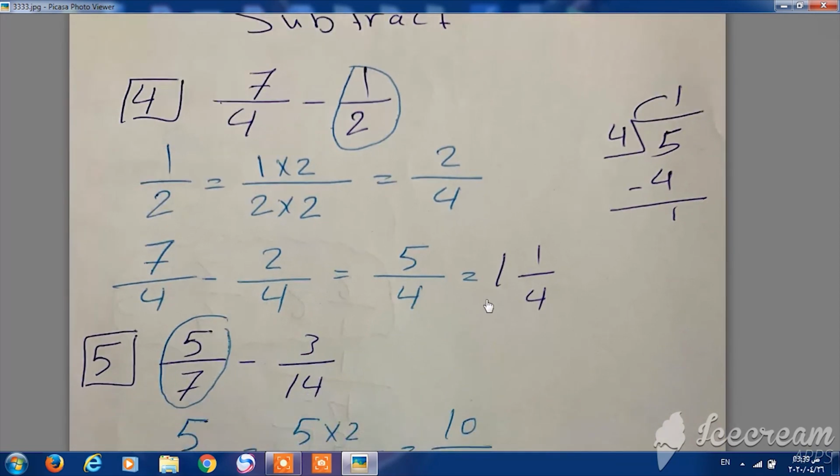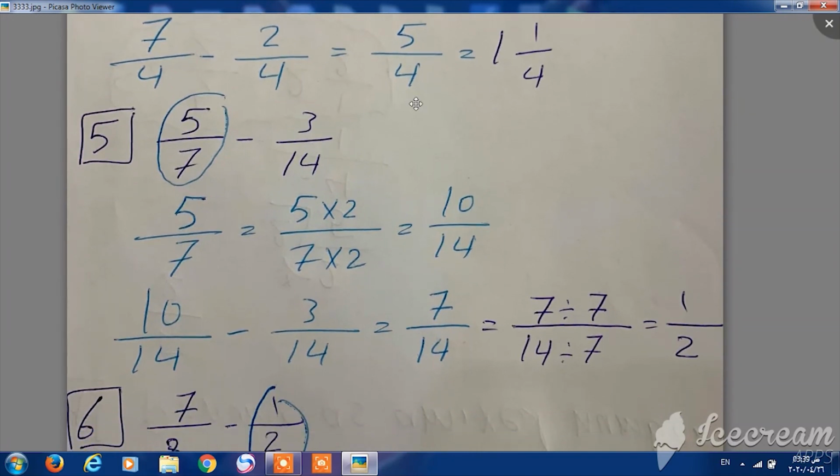And look at number 5. We have 5 out of 7 minus 3 out of 4. Also from there we take 5 over 7 because 7 is less than 4. It's easier to solve it. So you choose a number to multiply by 7, you get 14. You know that 7 multiplied by 2 equals 14. And when you multiply the denominator, you must multiply the numerator also. 5 multiplied by 2 equals 10. We get 10 over 14.